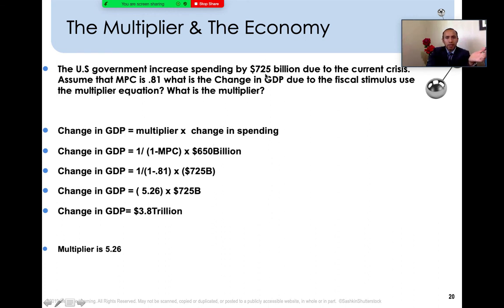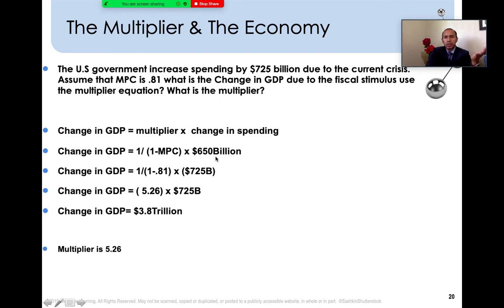We have 725 billion here. There's a change in spending, 725 billion, to just go straight to formula 2. This one, 725 billion, and we have our multiplier, 1 over 1 minus MPC. We plug in the 0.81 here, 1 over 1 minus 0.81, meaning the MPC is 0.81.